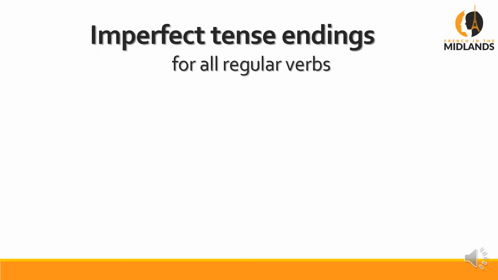Here's how to form the imperfect. Let's take as an example manger. So let's go back to the present tense. The nous form of manger in the present tense is mangeons, G-E-O-N-S. You have to insert an extra E there, because if you didn't have it, it would be nous mangons, and that doesn't work. So it's for a purely phonetical purpose, if you like. You need the E.